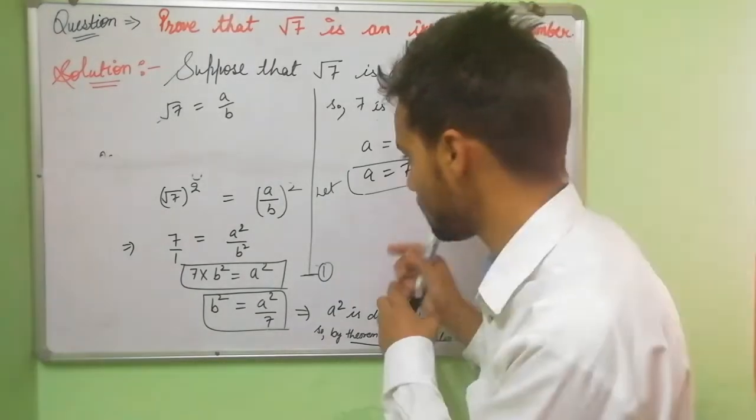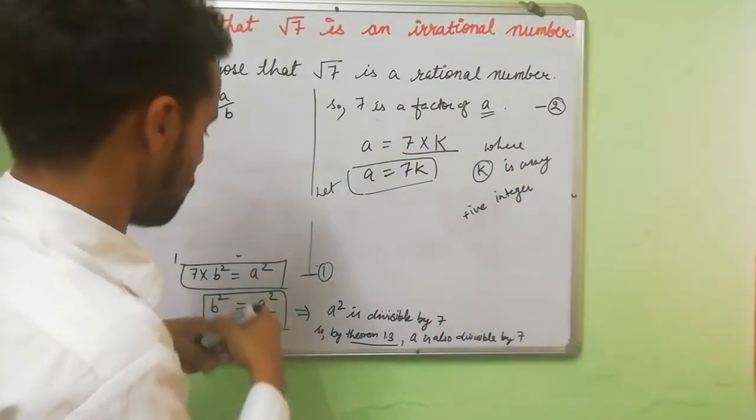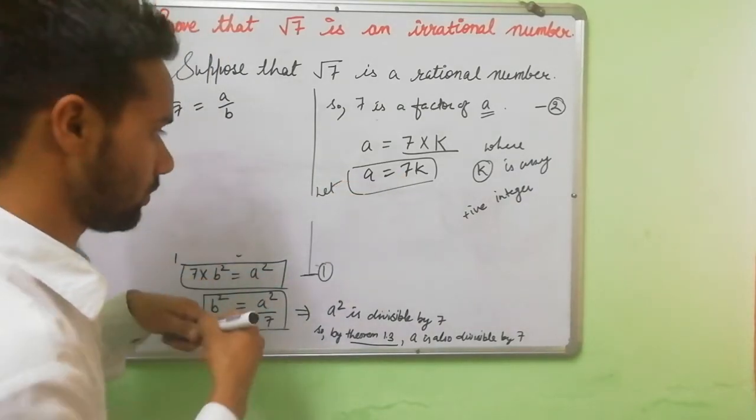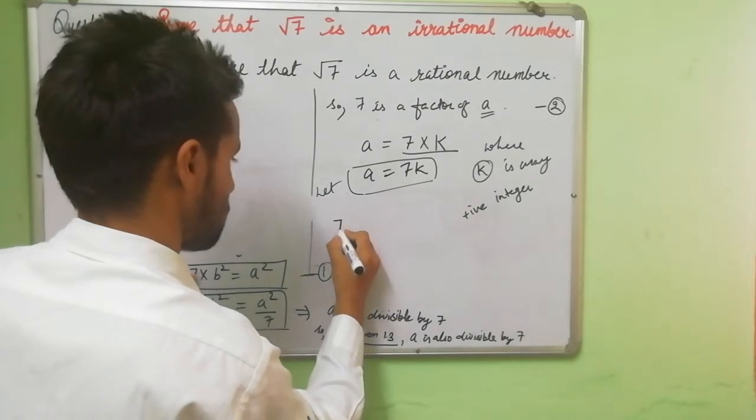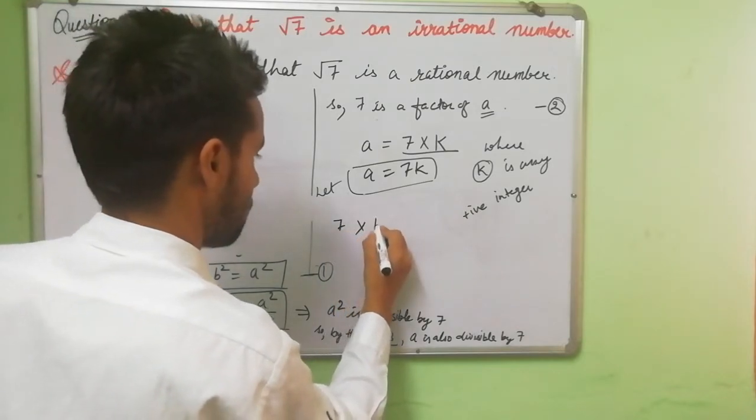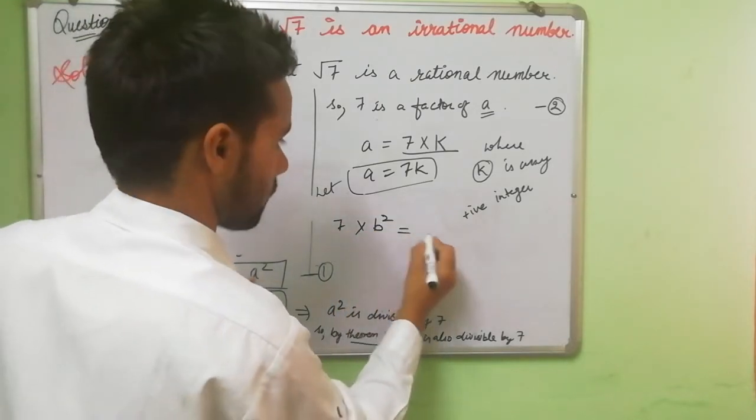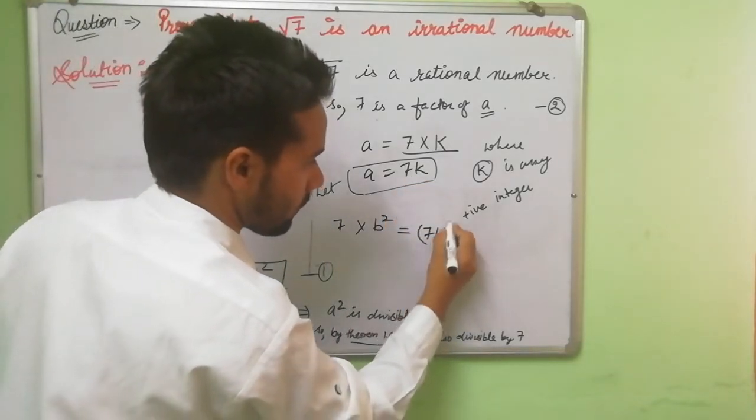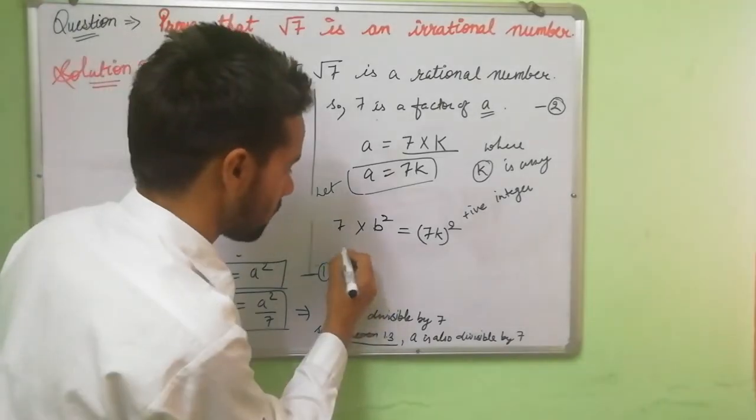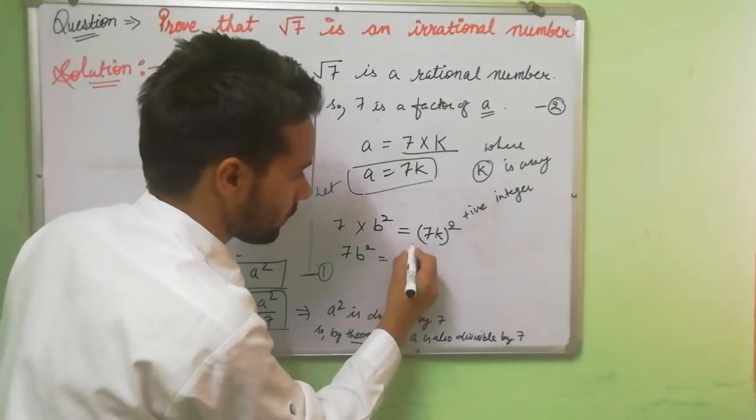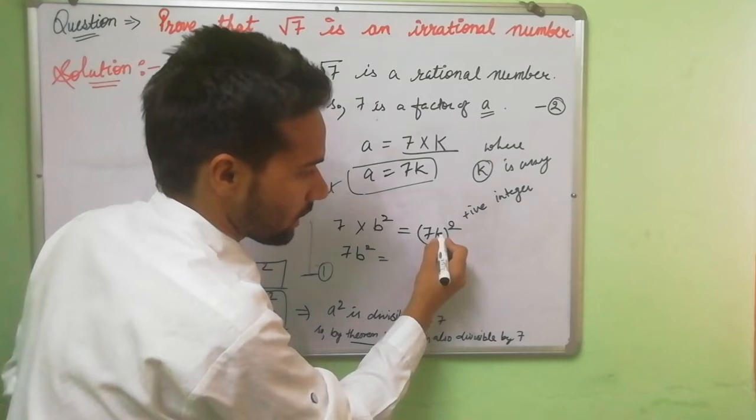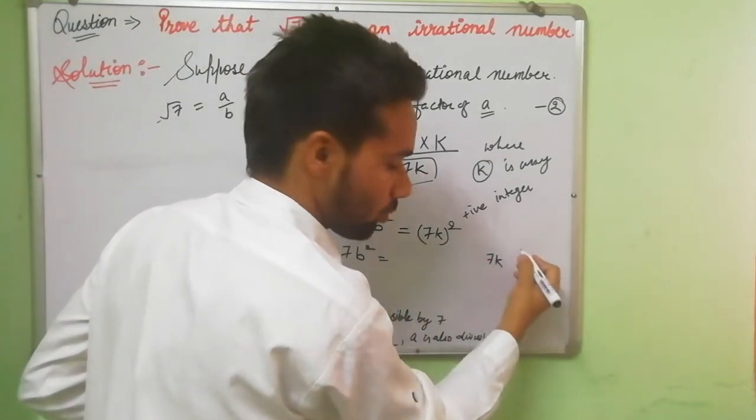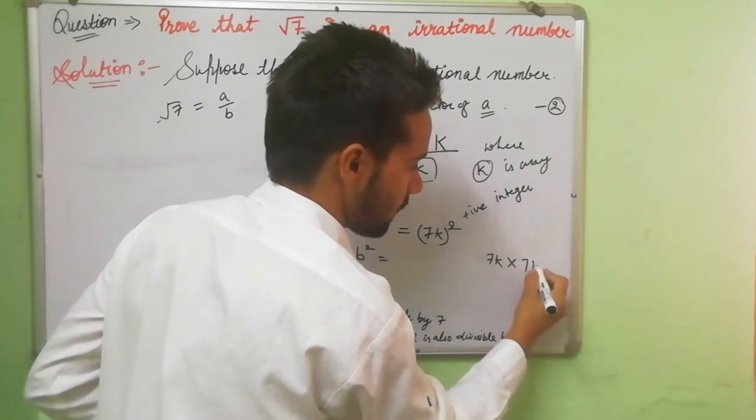So how can we get it? Now I will put the value of a in this equation. So what I get here is 7 multiplied by b square is equal to a square. The value of a is 7k, I take the square. So I get 7b square is equal to 7k power 2. What do we mean by this? 7k 2 times.